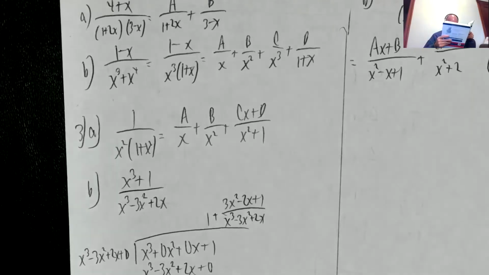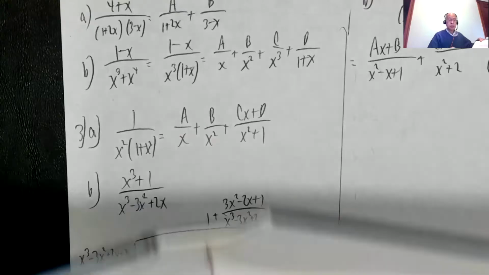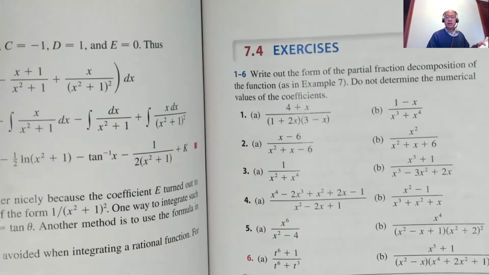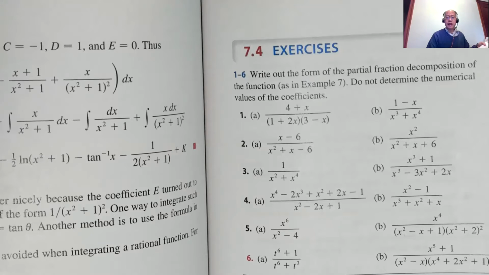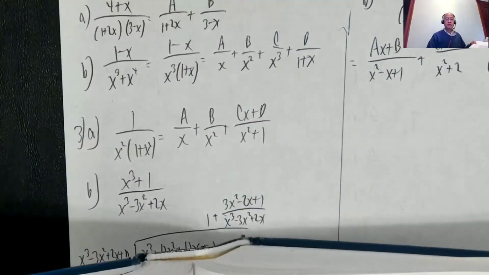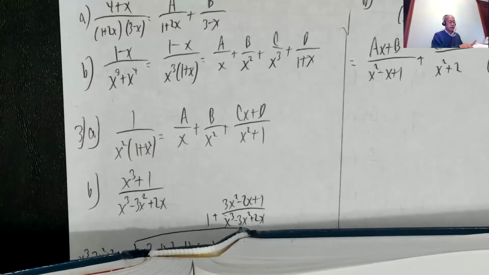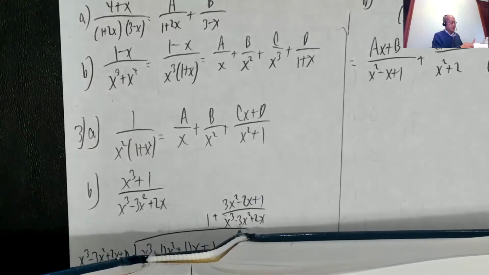3a, 1 over x squared plus x to the 4th. First, you factor out the x squared times 1 plus x squared. That says x squared, 1 plus x squared, or x squared plus 1. That is case 3.